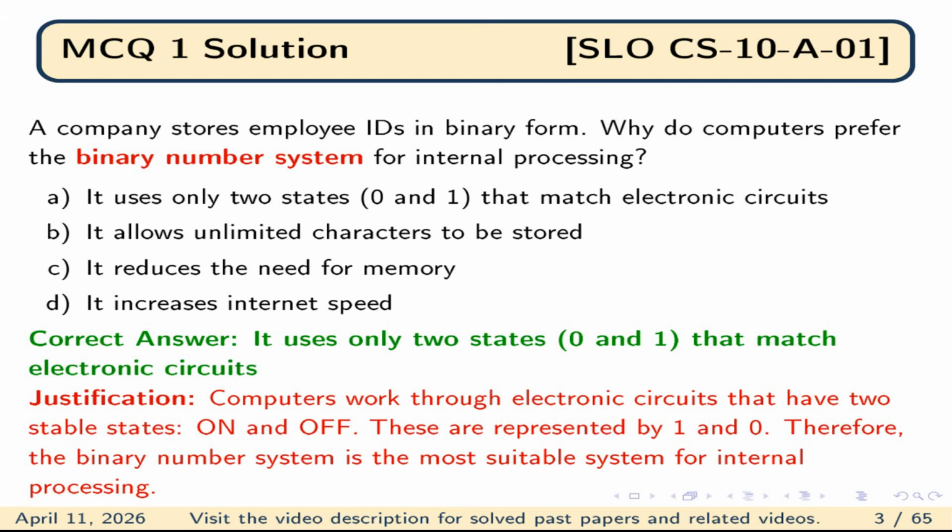Justification: आपको justification exam में नहीं लिखना, but justification shows why I have selected the correct answer. Computers work through electronic circuits that have two stable states, that is on and off states. These are represented by 1 and 0. Therefore, the binary number system is the most suitable system for internal processing.